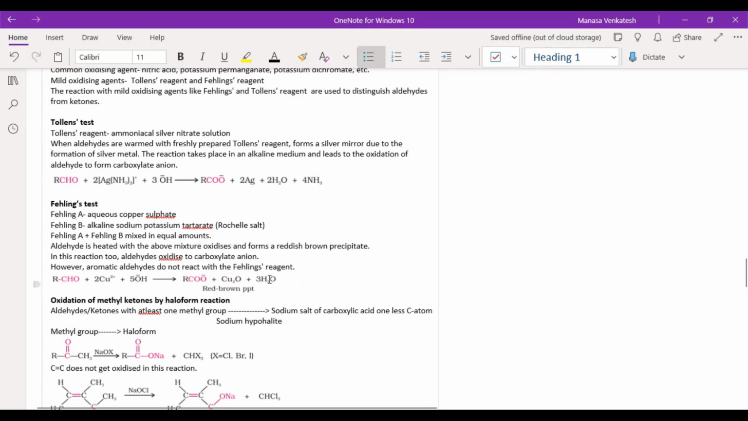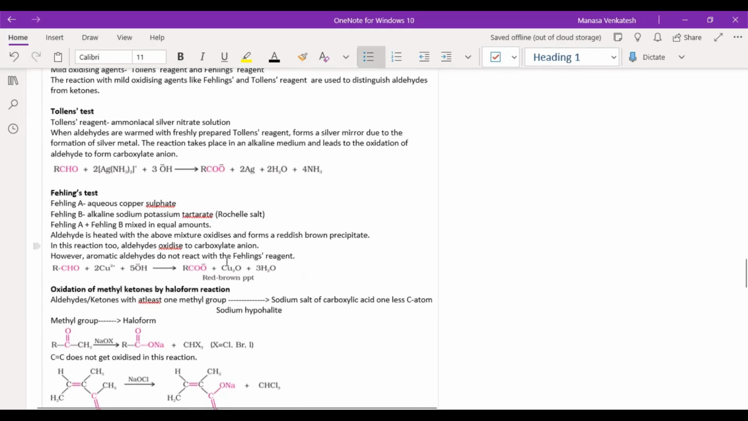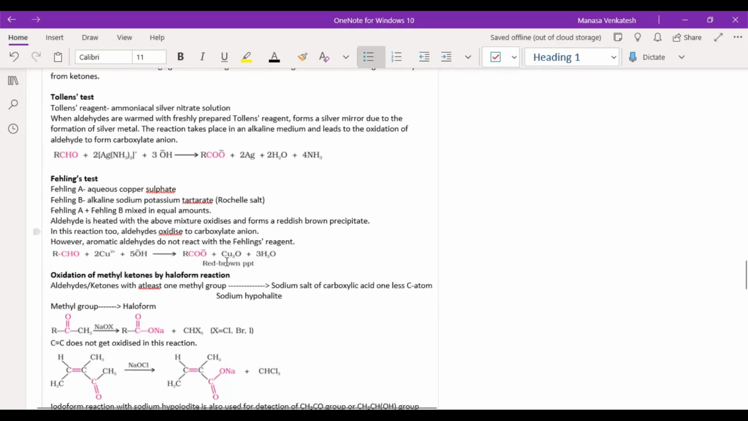Here you have Cu2O, H2O. Here it is silver, because that was the silver mirror that you observed. Aromatic aldehydes, however, do not undergo Fehling's test or reaction in the presence of Fehling's reagent.